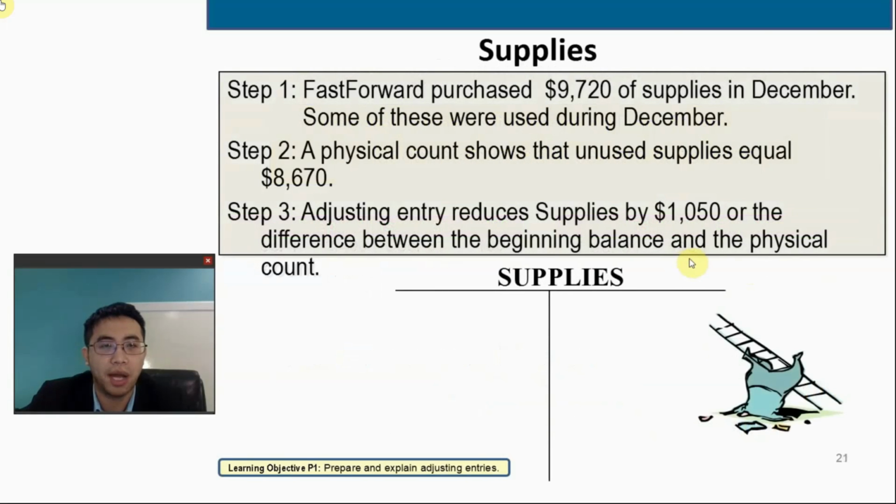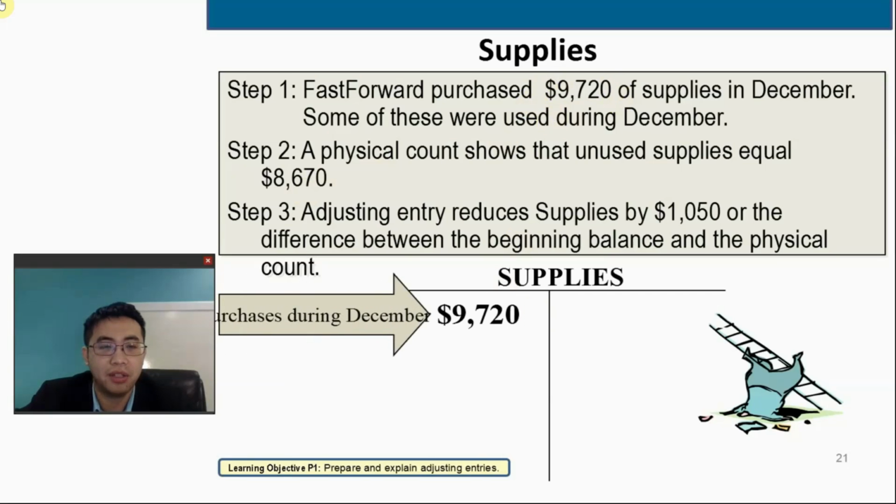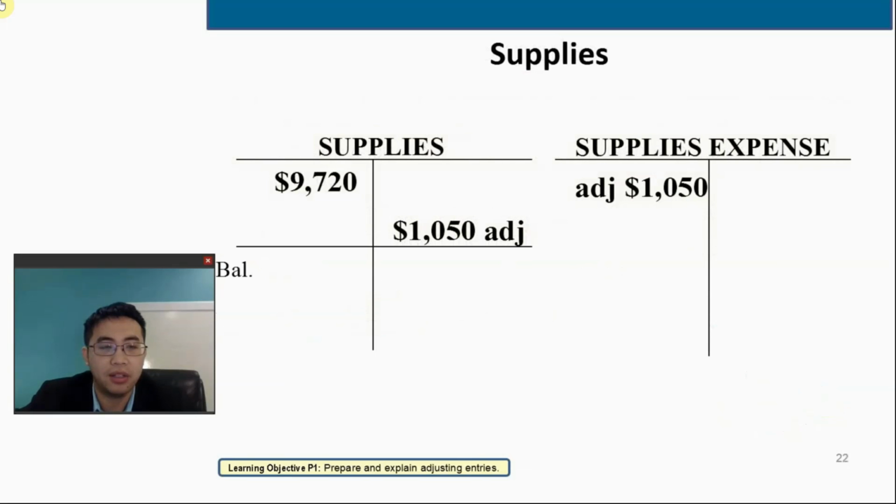And now let's talk about supplies. The company just purchased $97.20 of supplies in December, and some of these were used during December. At the end of the month, a physical count showed that unused supplies equal $86.70, which is lower than the original value. So what you do here is you have a beginning balance and an ending balance, and then you can figure out how much supplies were used in dollars.